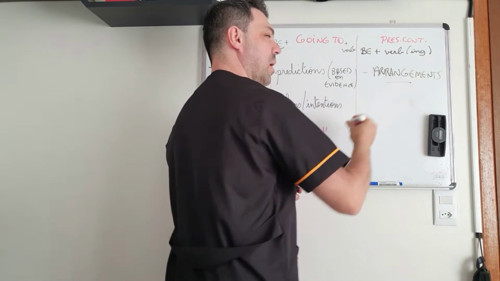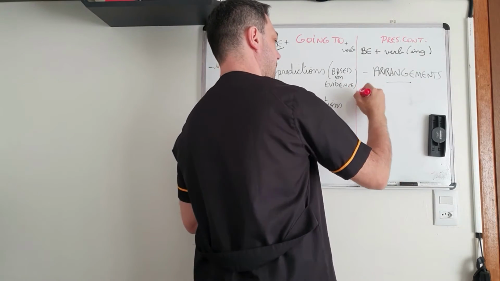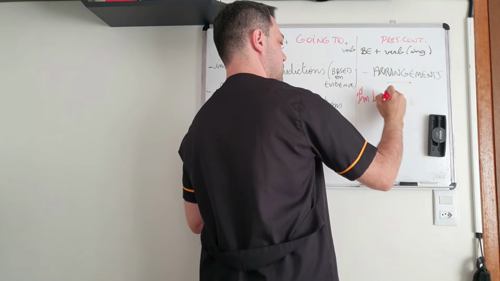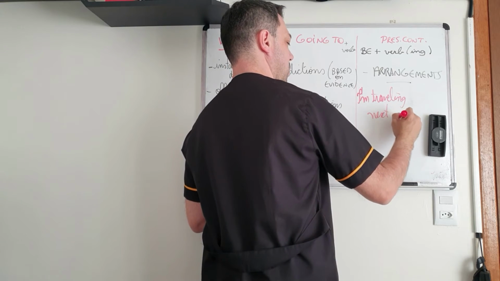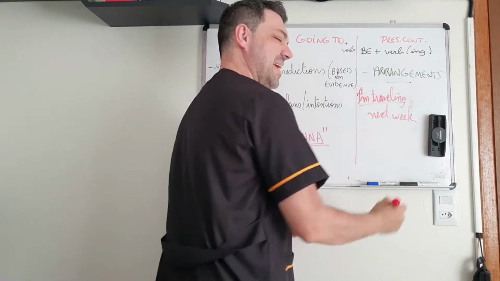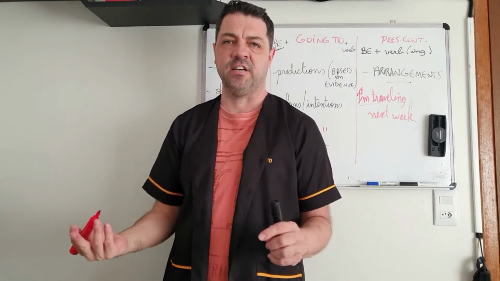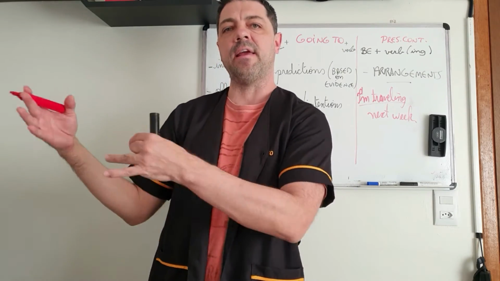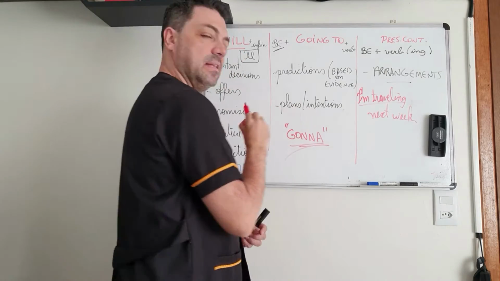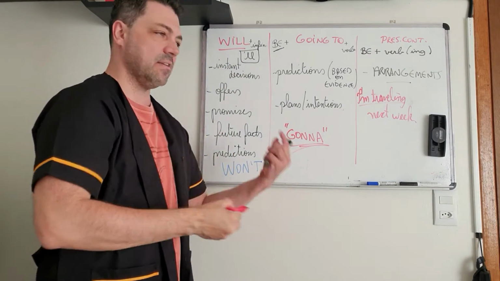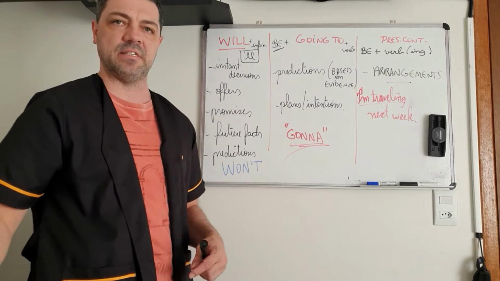arrangements. What's an arrangement? Look at this example. I'm traveling next week. It's certain that I'm traveling. I have the tickets, I have the accommodation reserved, everything is already arranged. So this is different from a plan or an intention, okay? And it's even more different than just an instant decision or offer or promises.